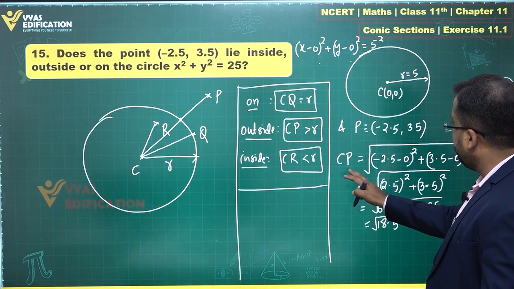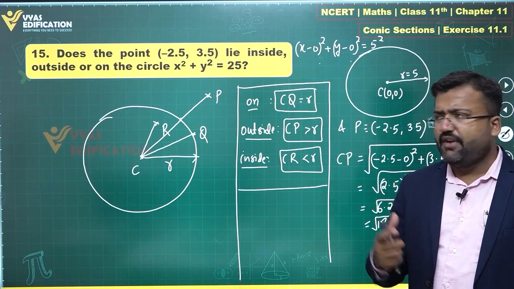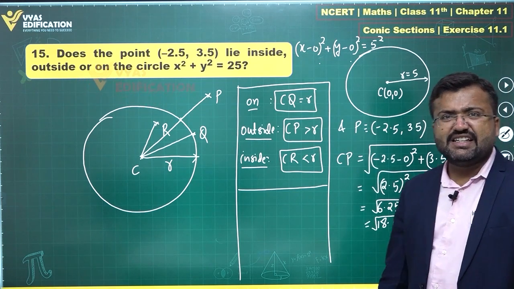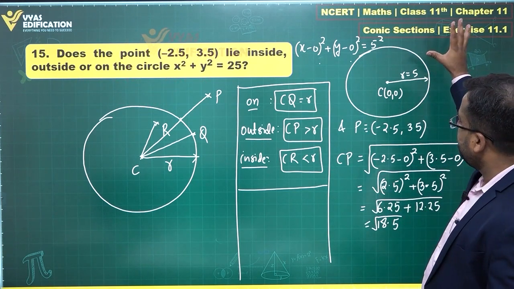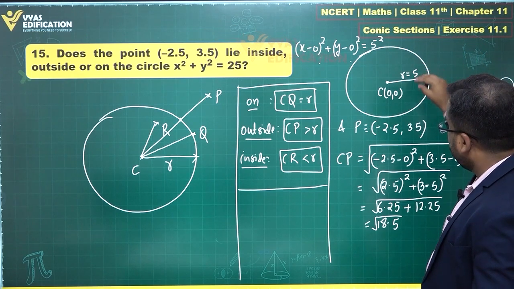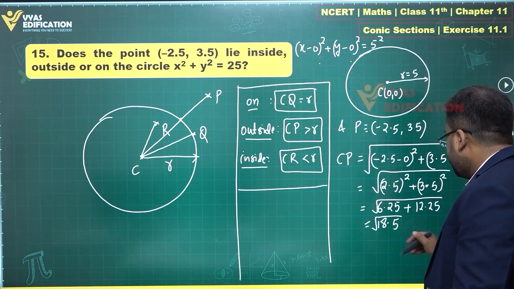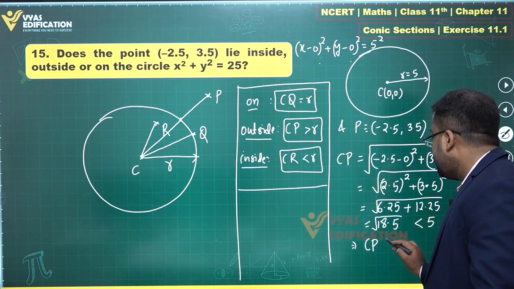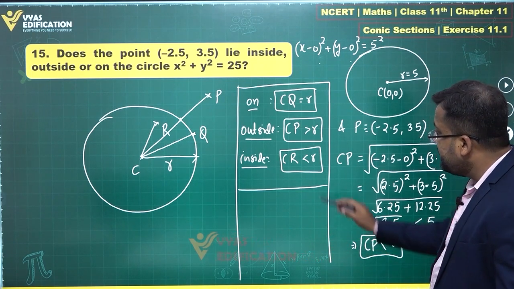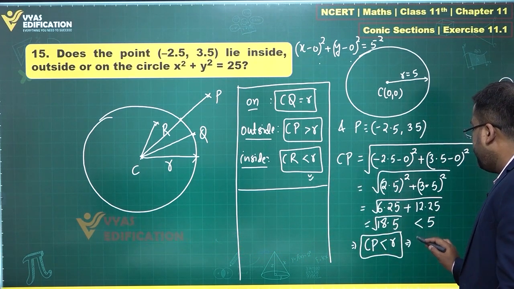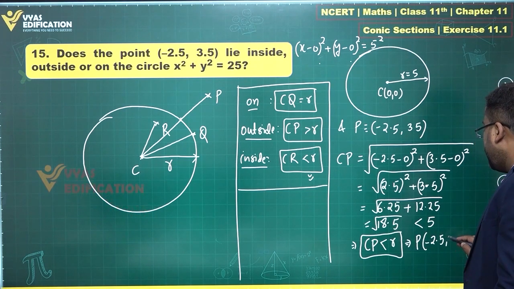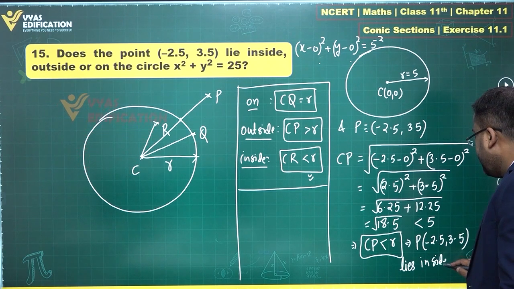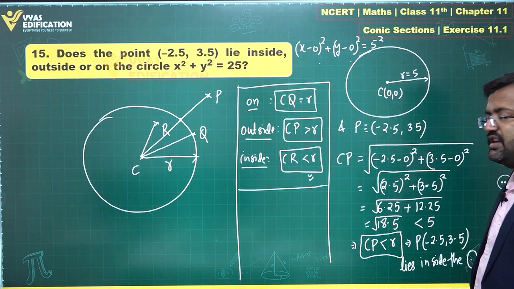Now CP as compared to this radius, can you identify? The value of the radius is 5, and this root of 18.5, is it less than 5 or greater than 5? Just imagine 5 square is 25, so this is the root of 25, and root of 18.5 will be less than 5, right? This is somewhere around 4 point something, which is obviously less than 5. This tells me that CP is less than the radius. If CP is less than the radius, then you can say that point P, that is minus 2.5 comma 3.5, lies inside the circle. That's what you can note, right?